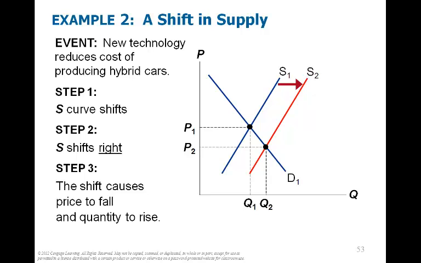So if a technological improvement reduces the cost of producing hybrid cars, that's going to increase the supply of them. So we show that by shifting the supply curve to the right. And notice that an increase in supply will cause the price to fall and the quantity bought and sold in the market to increase. So we're contrasting an increase in demand to an increase in supply. When demand increases, price and quantity go up. When supply increases, the price goes down, but the quantity goes up.